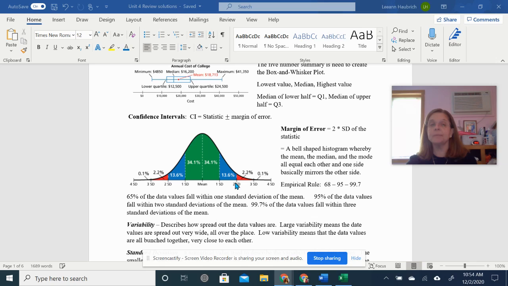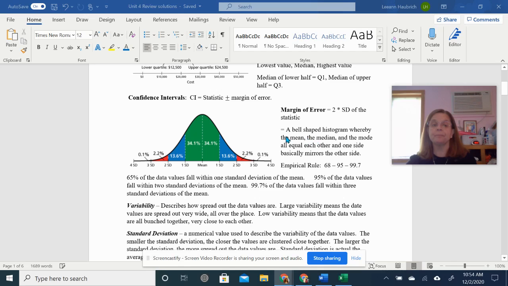The rule of thumb is 95%, 2 standard deviations. So you'll see here, margin of error equals twice the standard deviation of your statistic. So you can subtract, you can use the 2D method, any way you want to use it.